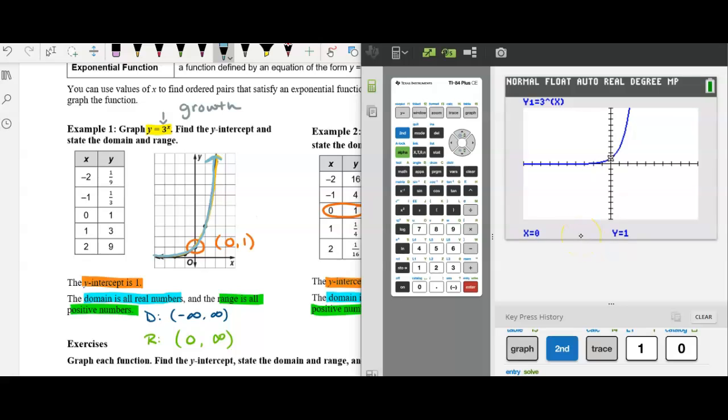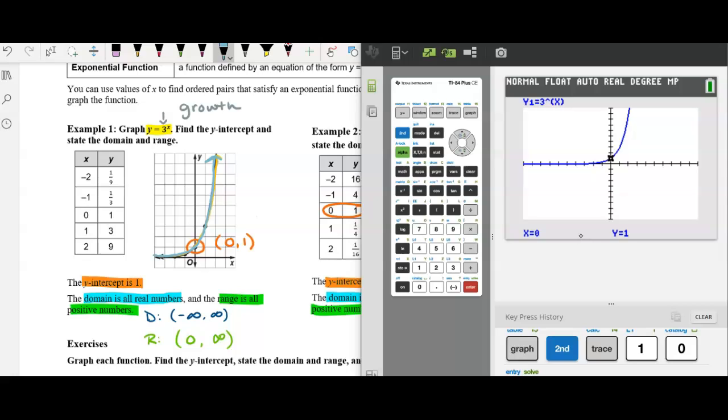The domain is all real numbers. The domain is always all real numbers, which means negative infinity to positive infinity for exponential functions. We can sub in any number we want to this function. There are no restrictions. And the range is always going to go off to infinity, but the starting value in the range is not always the same.